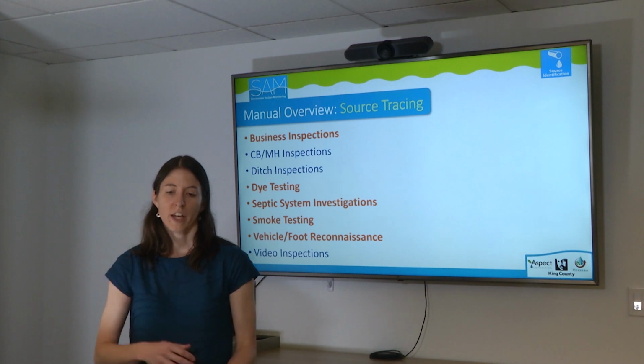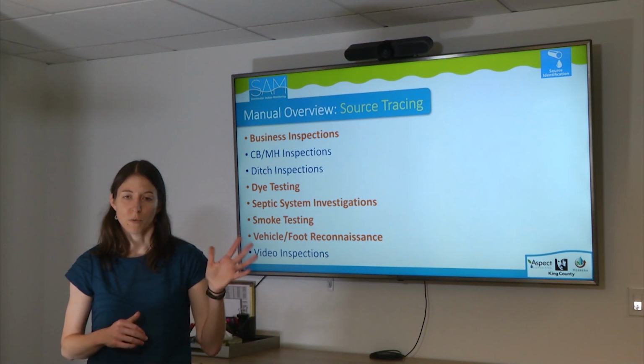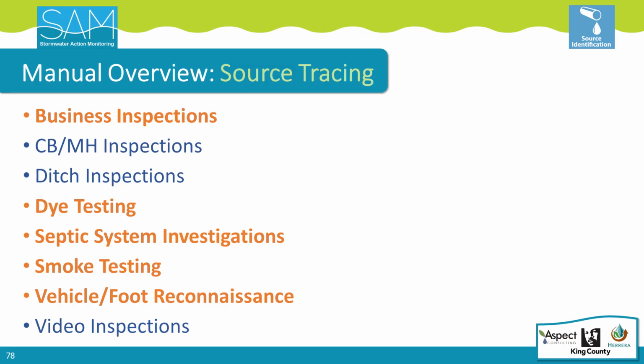So here's the full list of 8, and you'll notice the ones highlighted in orange are the ones that we haven't covered yet. There are 3 that overlap between the field screening and the source tracing sections of the manual. So there's some minor revisions.